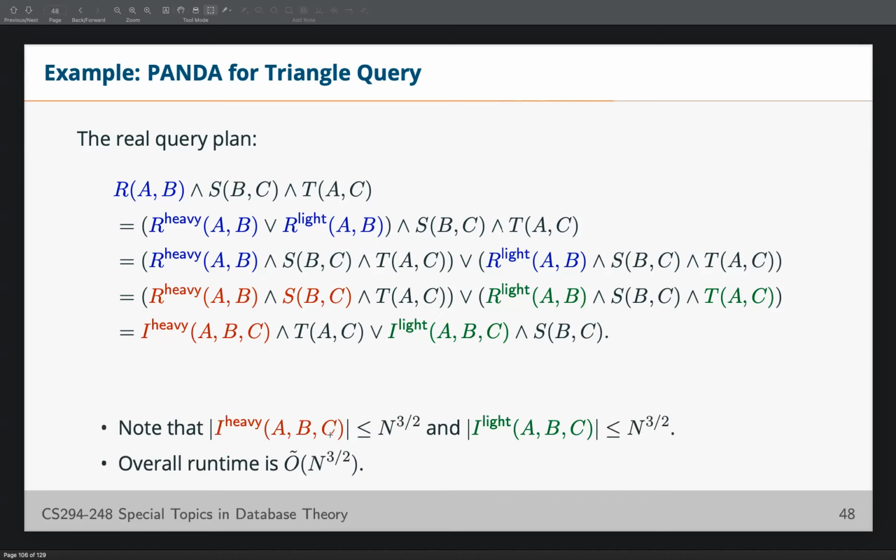Now, it's very easy to show. Maybe I'll leave this as one of the homework problems. The heavy part is less than n⁻⁵, and the light part is less than n⁻⁵. Is it symmetric here? Like I could have joined R heavy with T, right? Or is there some reason I can't? No, you cannot. If you join R heavy with T, then you might get something more than n⁻⁵.